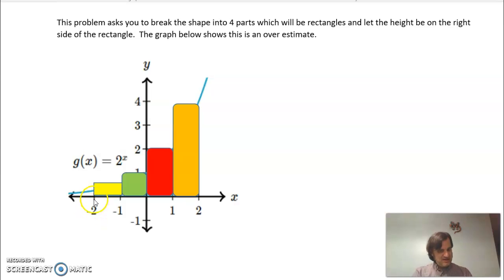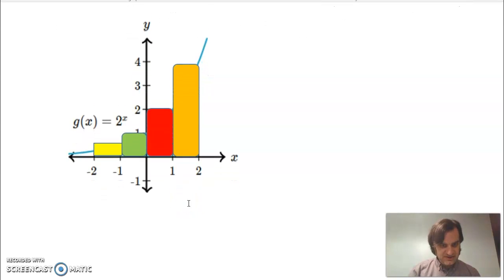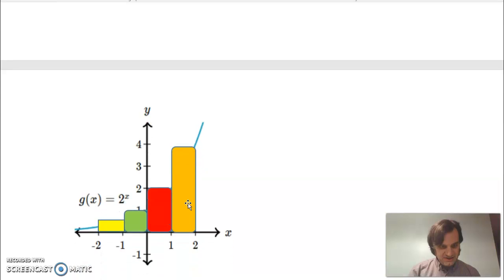So the first block was negative 2 to negative 1. In this case, we use the negative 1 for the height. From negative 1 to 0, we use the right side, which is x equals 0. So we have the figures here. It's 4 equal parts, and we've used the right side of each endpoint for the curve. So we've got rectangles, which are length times width. So let's keep going here.